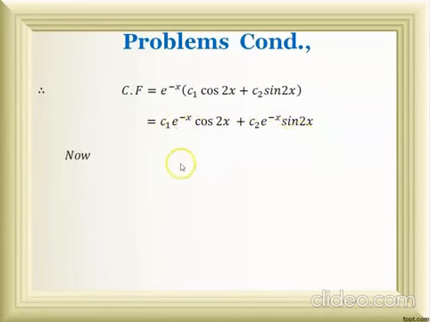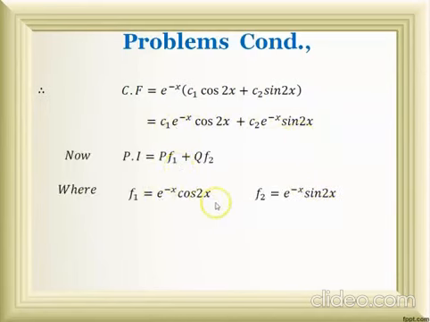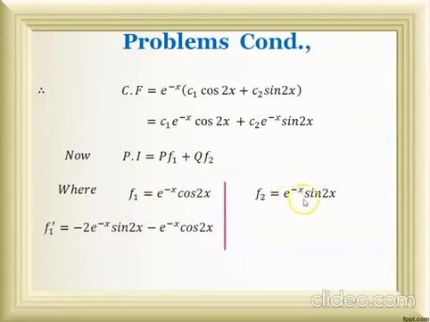Now we have f1 is e power minus x into cos 2x, f2 is e power minus x into sin 2x. So the corresponding derivatives in each term have multiplicative x terms, so I need to use the product rule. f1 dash is equal to: I keep e power minus x, differentiating cos 2x gives minus 2 times sin 2x, plus cos 2x into e power minus x becomes minus e power minus x. f2 dash: e power minus x into sin 2x differentiation gives 2 times cos 2x, plus sin 2x into e power minus x differentiation, minus e power minus x.